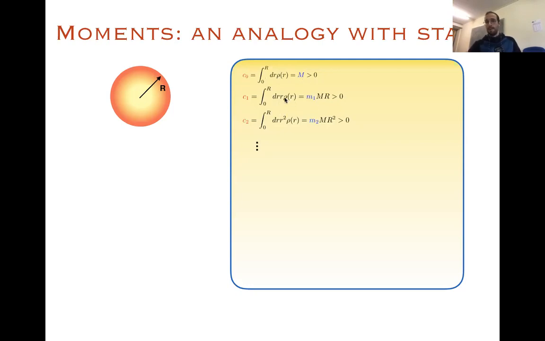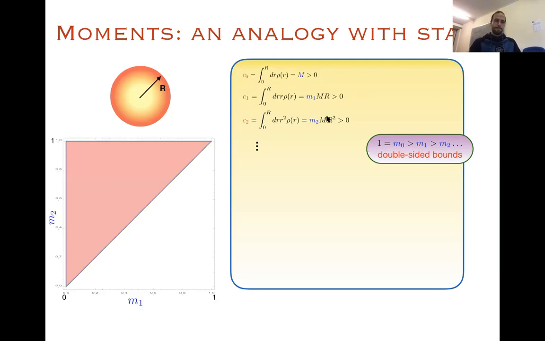But you know more, in fact, because the little r here is smaller than capital R. So if you replace this with capital R, you know that M1 is actually less than 1. And for M2, this little r squared is smaller than capital R squared, so this one is actually smaller than this one. So you get what is called a monotonic series, or a double-sided bound: M2 is smaller than M1, which is smaller than 1, which is also larger than M3, which is larger than M4, and so on and so forth. So in the space of M1 and M2, the first two moments, they are not only positive, but they live in this square. And moreover, because they are monotonic, you exclude this triangle. So first of all, you see just basic reasoning already excludes much more than just positivity.